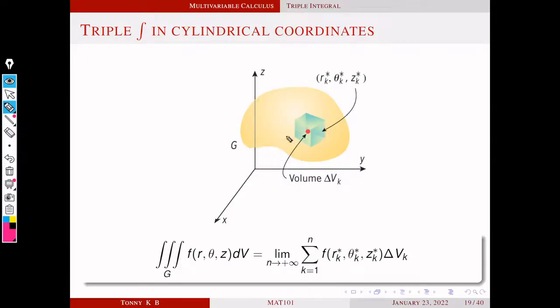Suppose our G contains n such cylindrical wedges. Suppose you divide G using r equal to constant, theta equal to constant and z equal to constant. So there are many cylindrical wedges inside G. Suppose there are n such cylindrical wedges. Then, similar to our Cartesian triple integral, we can define the triple integral in r, theta and z using the same formula: limit n tends to infinity, sigma k equal to 1 to n, f of rk star, theta k star, zk star, delta vk. And what is delta vk? Delta vk is the volume of the kth cylindrical wedge. So the next task is to find the volume of the cylindrical wedge.